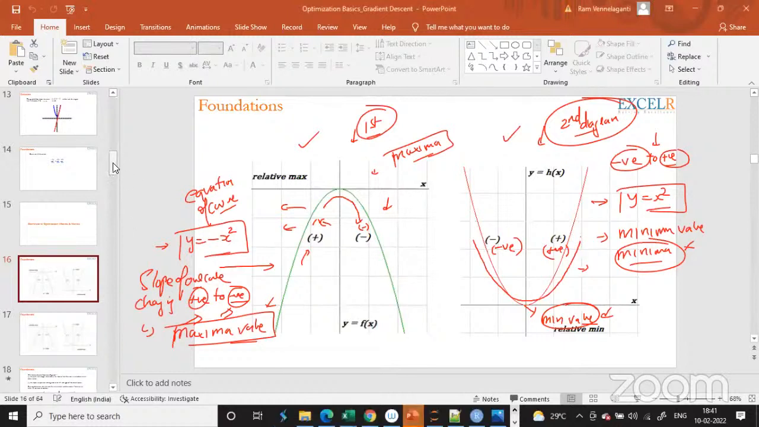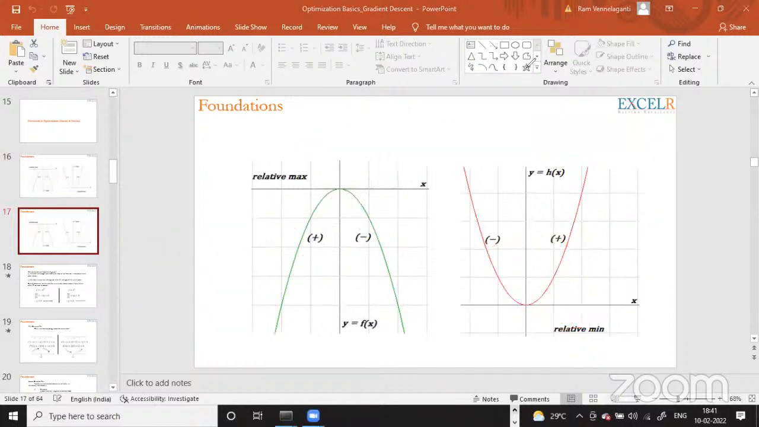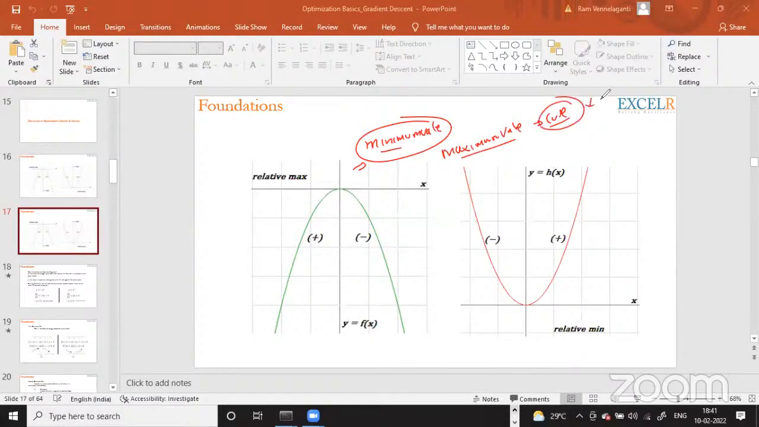Now, my next question is, how can we find out what is that minimum value the curve is going to have? How can we find out what is the maximum value that curve is going to have? What is happening to the slope here? At this point, what is happening to the slope? The slope is becoming 0 for my curve.